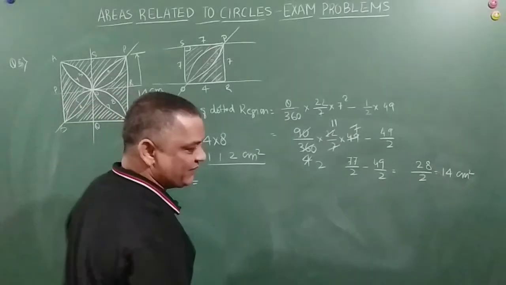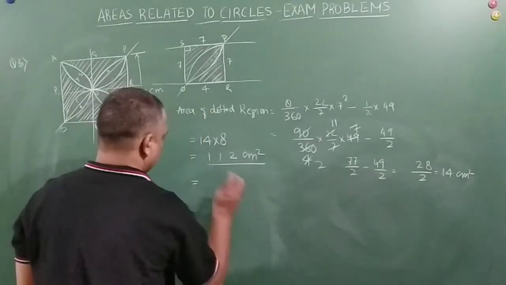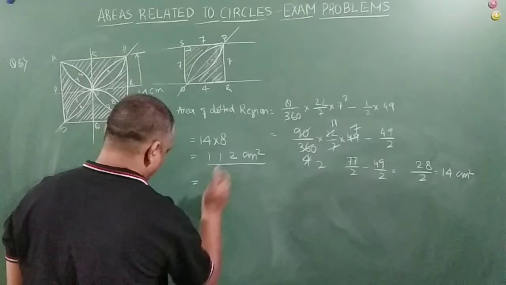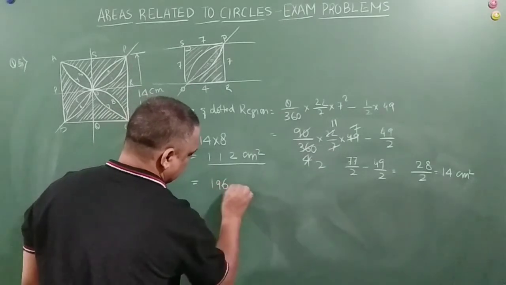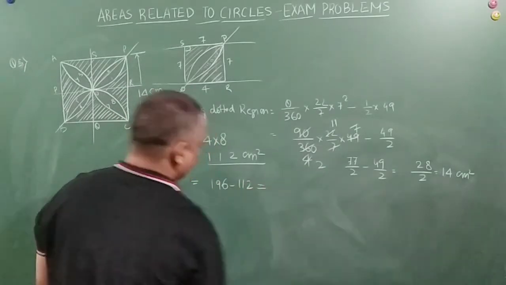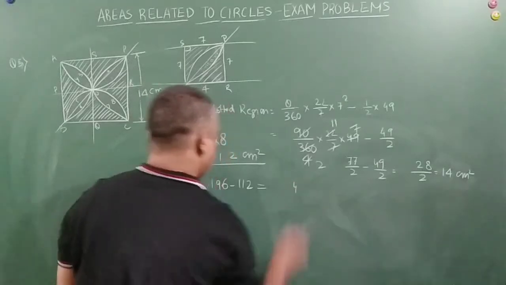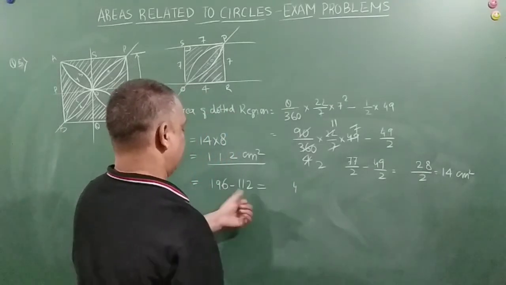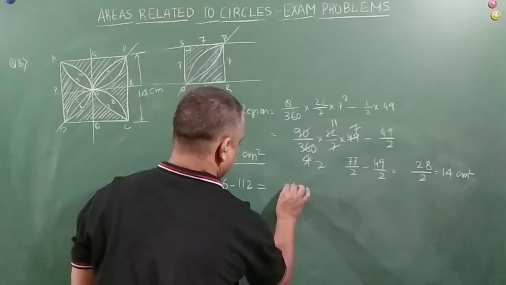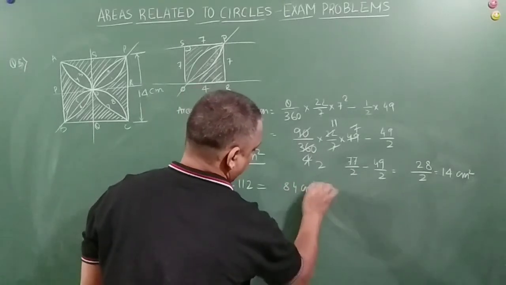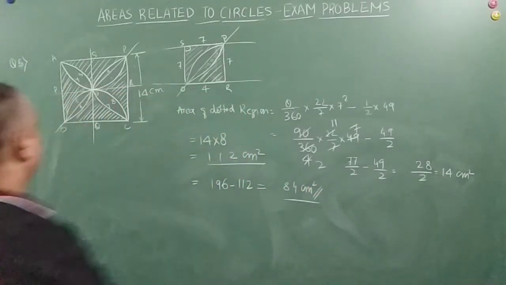That is equal to how much, friends? 14 into 14 is 196. 196 minus 112 is equal to 84. So 84 centimeter square is the required area.